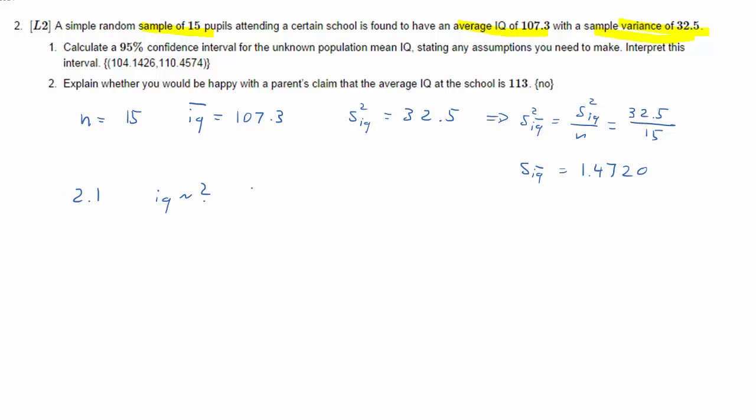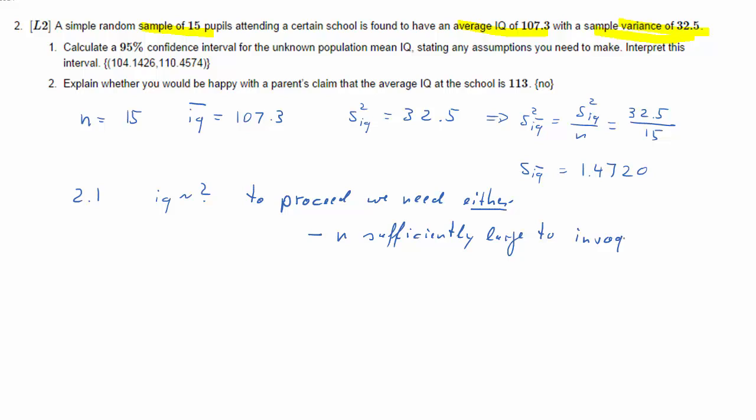Now, to do that, we need to know how IQ is distributed. Well, in fact, we don't know how it is distributed here. So to be able to proceed, we need one of two things. We either need a sample size which is large enough for us to invoke a central limit theorem. And if we can, then we know that IQ hat, the sample average, is going to be approximately normally distributed. However, in our case, the sample size is a mere 15, and I think it would be a little too heroic to invoke this assumption.